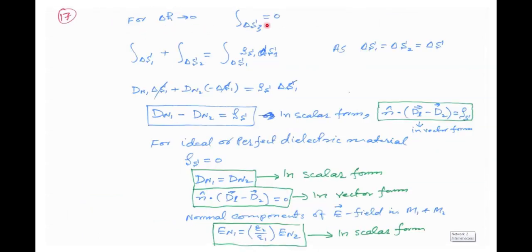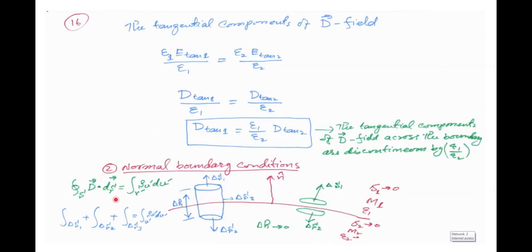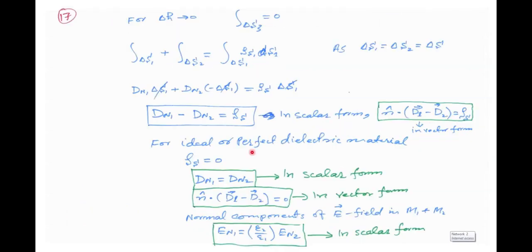So as delta H goes to 0, as I have already told you, the contribution due to the cylindrical surface becomes equal to 0. So we are left with this relation, and remember that the volume charge density reduces to surface charge density. For example, let's assume there are some free charges at the interface. Then in that case the volume charge density reduces to surface charge density.